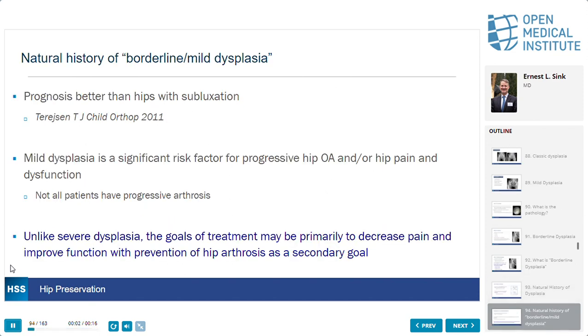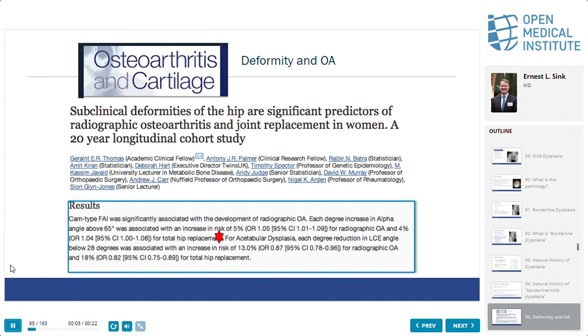Borderline or mild dysplasia, prognosis is better than with subluxation, right? The tires on the car, if it's not fitting well, the treads are going to wear, okay? So unlike severe dysplasia, the goals of treatment may be to treat pain and possibly deformity in the future. Okay, we do know from this study of osteoarthritis and cartilage, for acetabular dysplasia, each degree in LCE reduction below 28 had an increase of OA of 13%, okay? But let's be real. So if it's a 1% chance that everybody's going to get hip OA, if you double it, it's 2%. So you've got to put it in context. We treat those with symptoms.